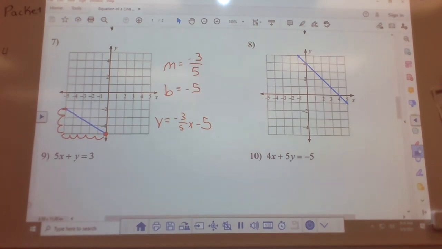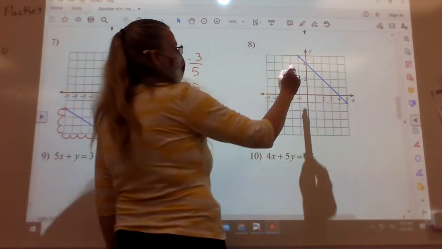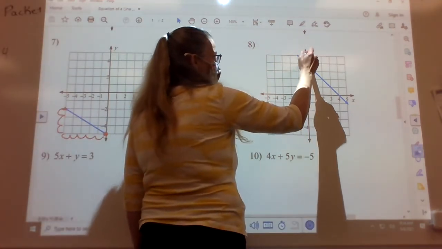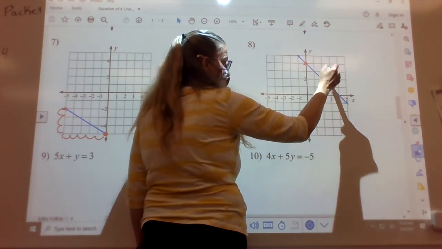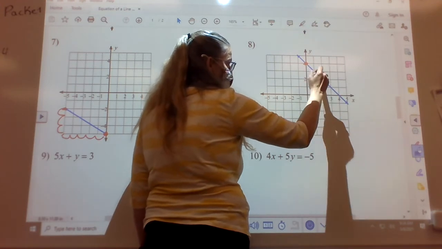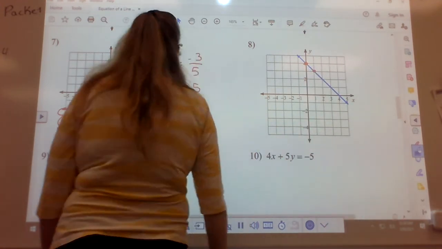Number 8, one more on the graph. We have a point here. I've got points all over the place. I mean, basically just diagonally down, they're all points. So I can put a point there.